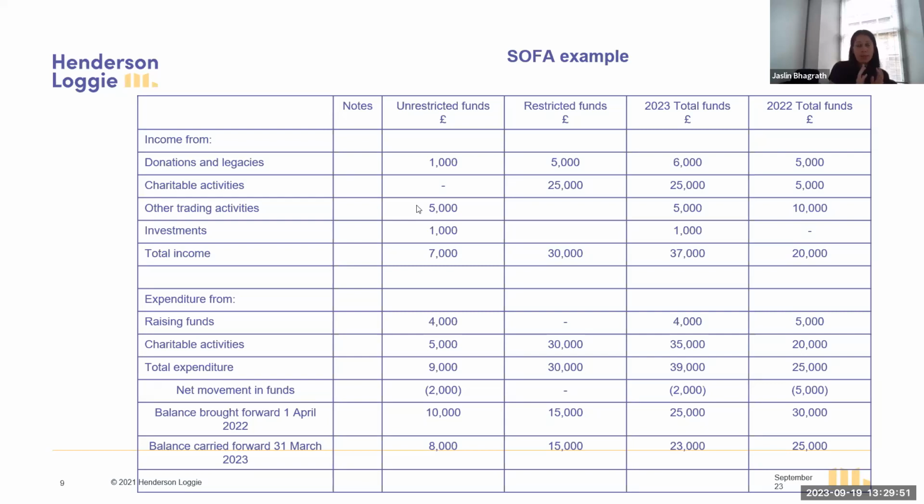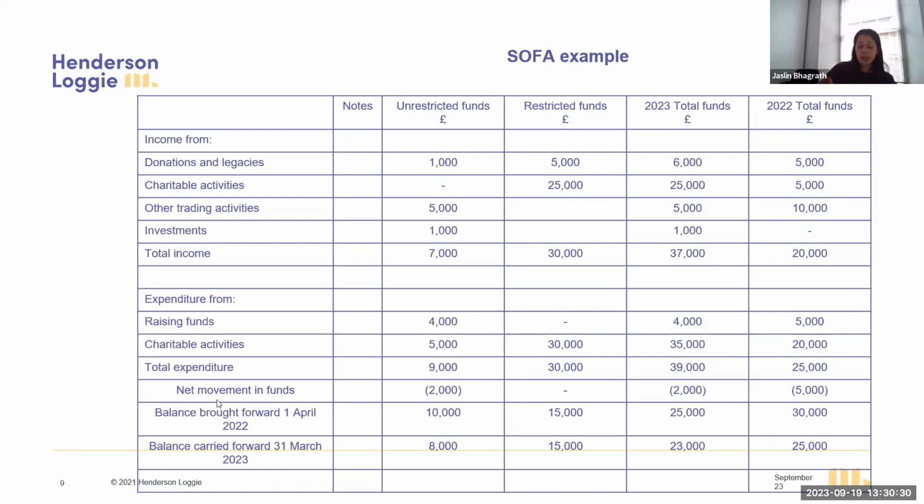So once you know what your income and expenditure is, the next would be your net movement in funds. So that is, have you made a surplus or have you made a deficit? Ideally, anything in brackets is not good. That means you've overspent, but that might mean that you've got funds in place to do that. And then, which I'll come on to at the bottom, you've got your funds brought forward, and then your funds carried forward, which I'll come on to later.